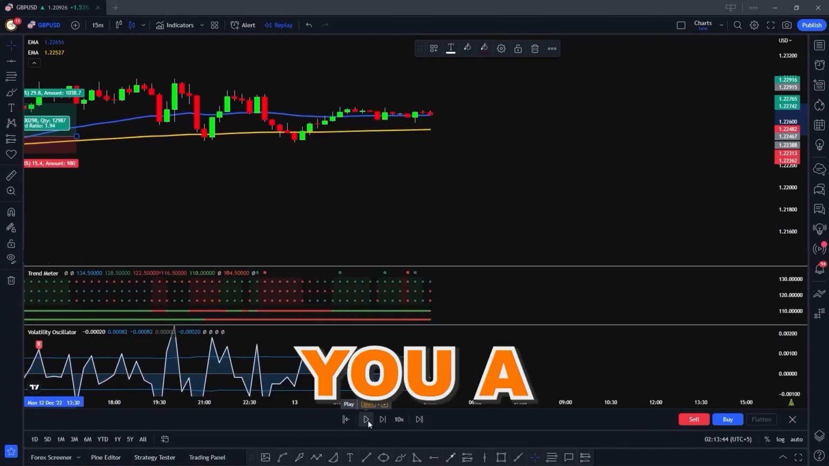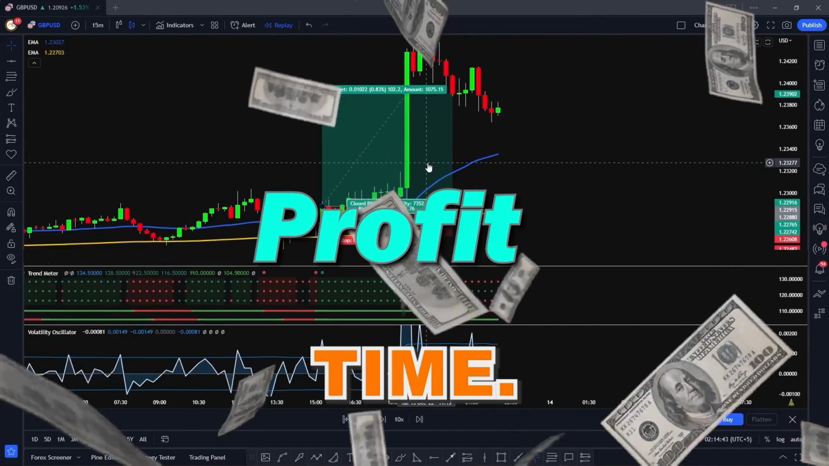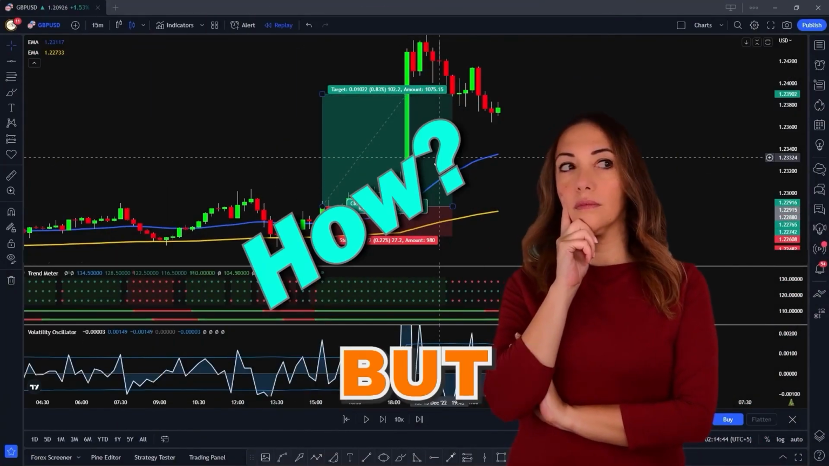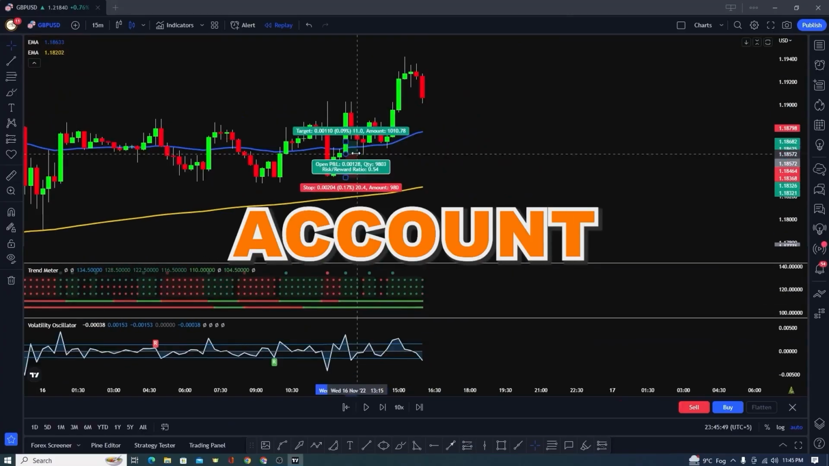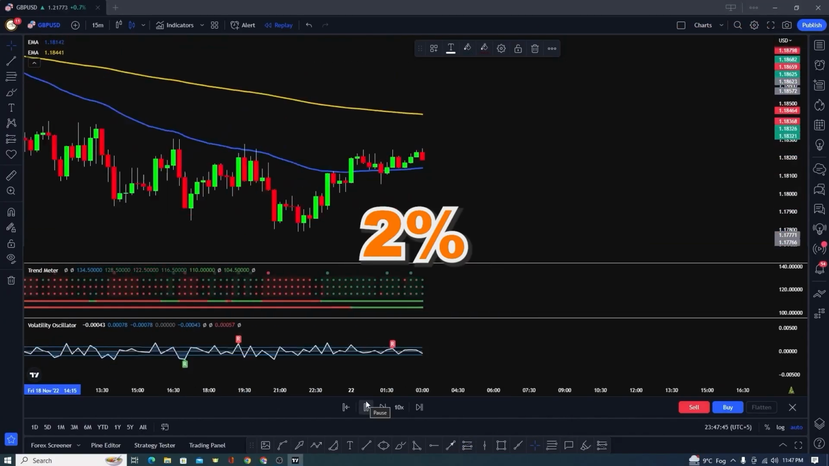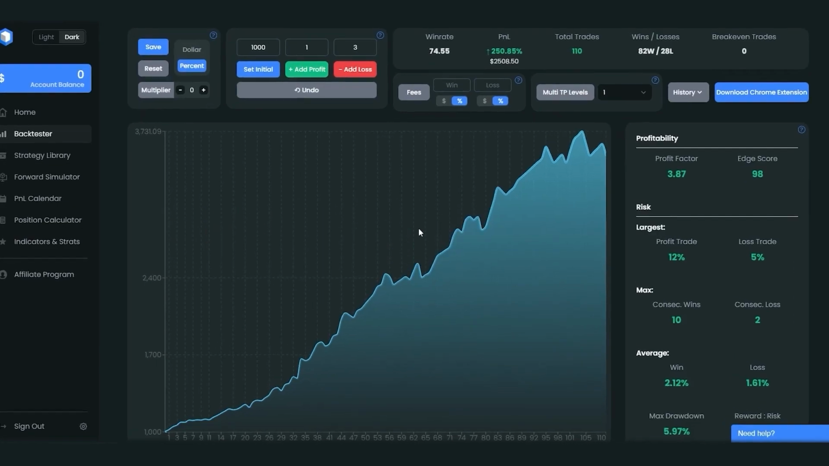Today I want to share with you a crazy trading strategy that has the potential to make ridiculous profits in a very short amount of time. Now I know that might sound too crazy, but I'm going to prove it to you by backtesting the strategy 100 times using an initial account balance of $1,000 and risking 2% per trade. And the results, as you can see, are absolutely amazing.